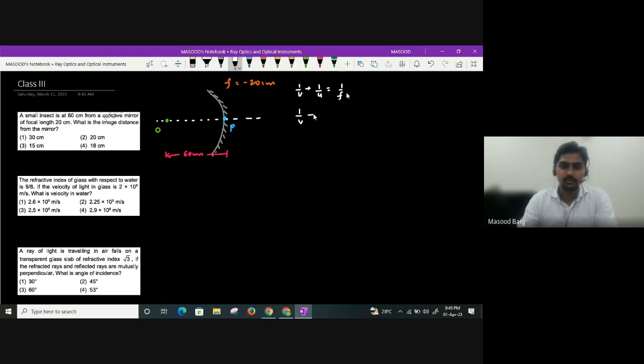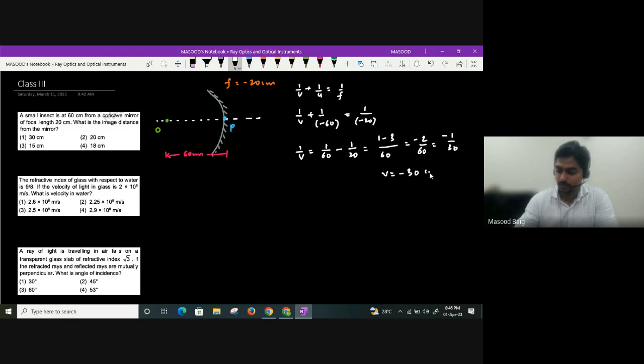They are asking us to find image distance. What will object distance be? For a real object, always remember, object distance for a concave mirror will be negative only. So what will I write here? Minus 60. And focal length of a concave mirror, negative only. Minus 20. If I send it to the other side, I'll get 1 by 60 minus 1 by 20. 60 will be the LCM. You will get 1 minus 3, which is minus 2 by 60, which turns out to be minus 1 by 30. So where will the image be formed? At 30 centimeters.